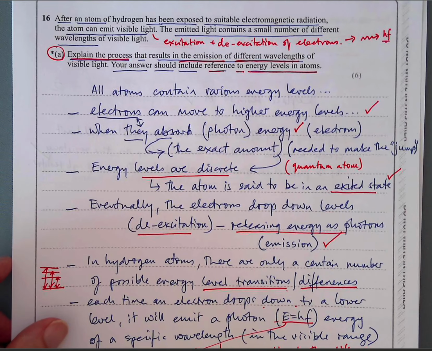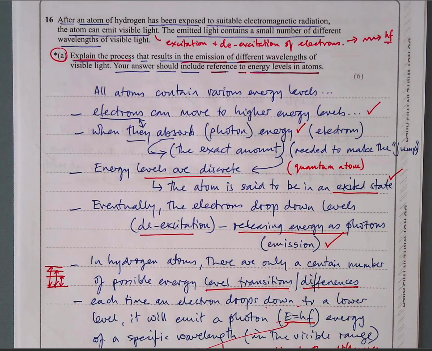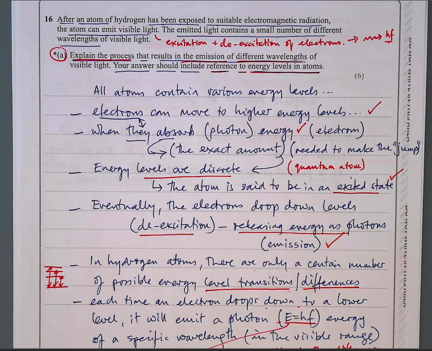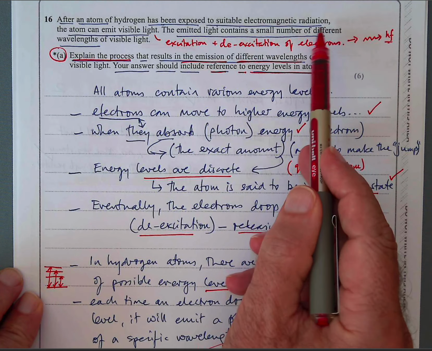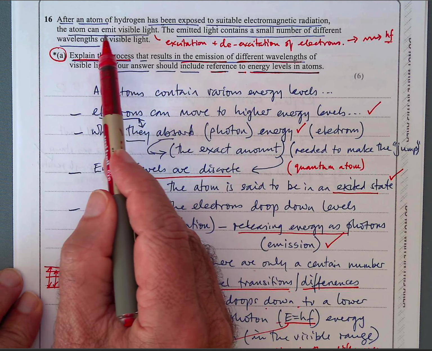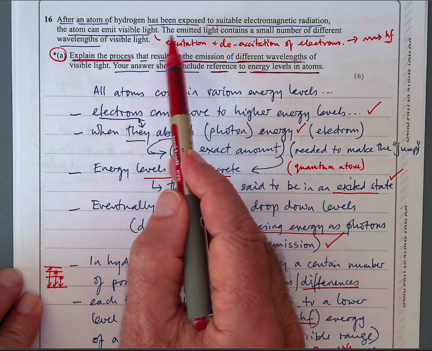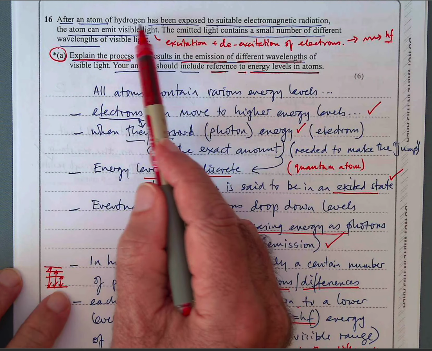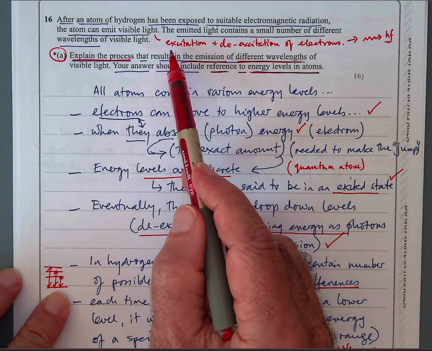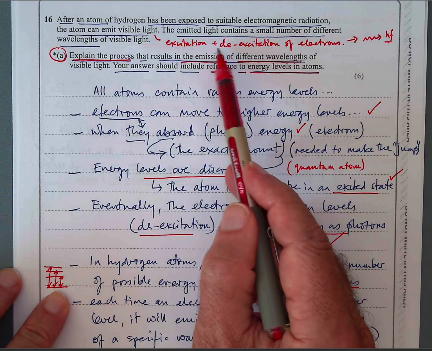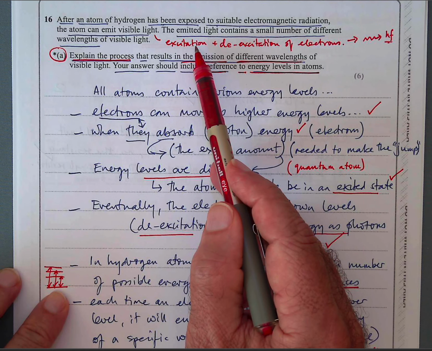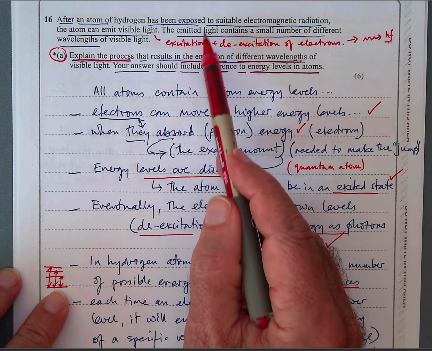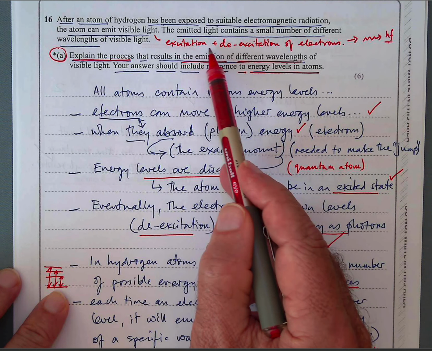Okay, the next question is question 16. And question 16 is about a hydrogen atom which has been exposed to suitable electromagnetic radiation. The atom can then emit visible light. Okay, so in this case, what's happening is by exposing it to suitable electromagnetic radiation, excitation will occur. And then any excited electrons in the atom can jump up a level by the energy that's come in. Once the energy is correct, the excitation occurs.